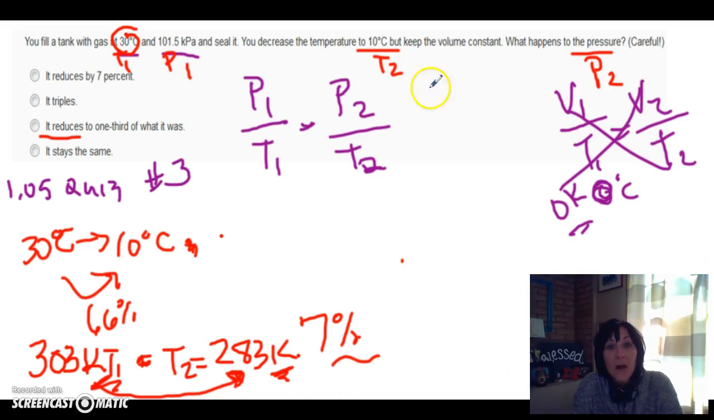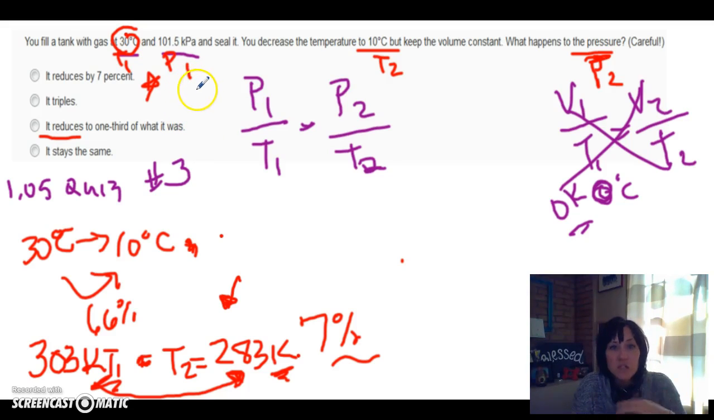So what happened then to the pressure? It didn't decrease by 2/3 or decrease to 1/3 of what it was. It decreased by 7%, because that is what our temperature did. Our temperature in Kelvin decreased by 7%. So hopefully that helps. Look at it. That's why you always have to be in Kelvin when we're talking about temperature.